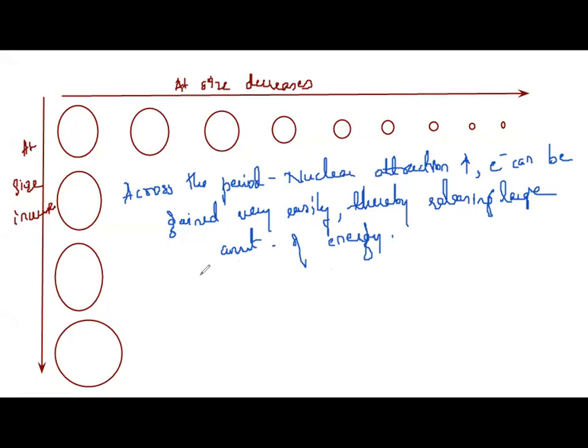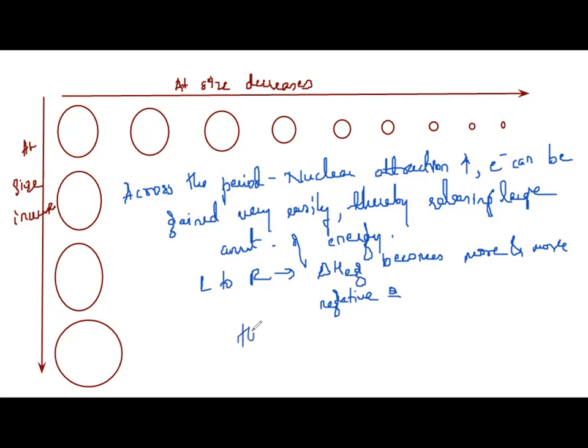Therefore, can I say that across the period, when you move from left to right, the electron gain enthalpy becomes more and more negative? Or I can say that across the period, from left to right, the negative value of electron gain enthalpy increases, correct? It increases. So it becomes more and more negative.